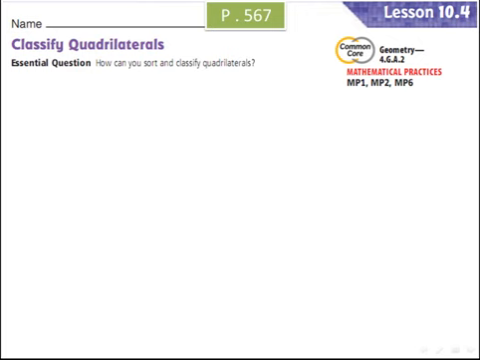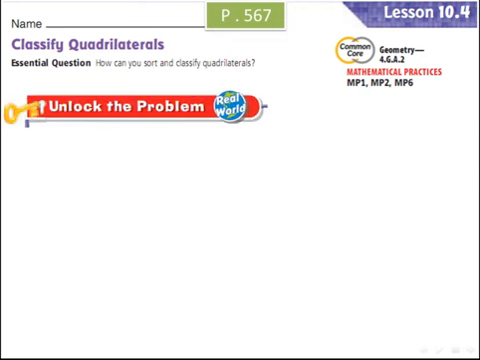In today's lesson we're gonna talk about lesson 10.4, which is classify quadrilaterals. And as you see, our essential question is, how can you sort and classify quadrilaterals? Let's unlock the problem.